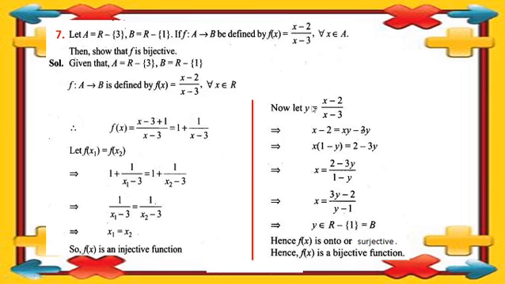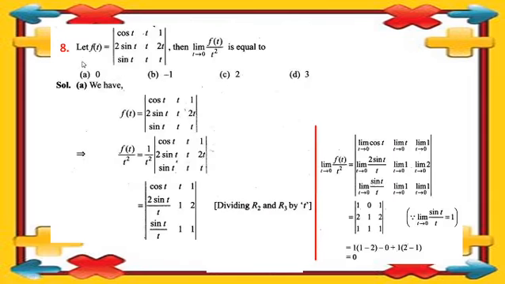Now for onto function, let y equal to x minus 2 upon x minus 3. Calculate x in terms of y. This is defined for all the values of y except 1. So yes, y belongs to B. Function is defined from A to B. y belongs to B and B is equal to R minus 1. So definitely this function is defined. So it is onto, or we can say surjective, and hence it is a bijective function.